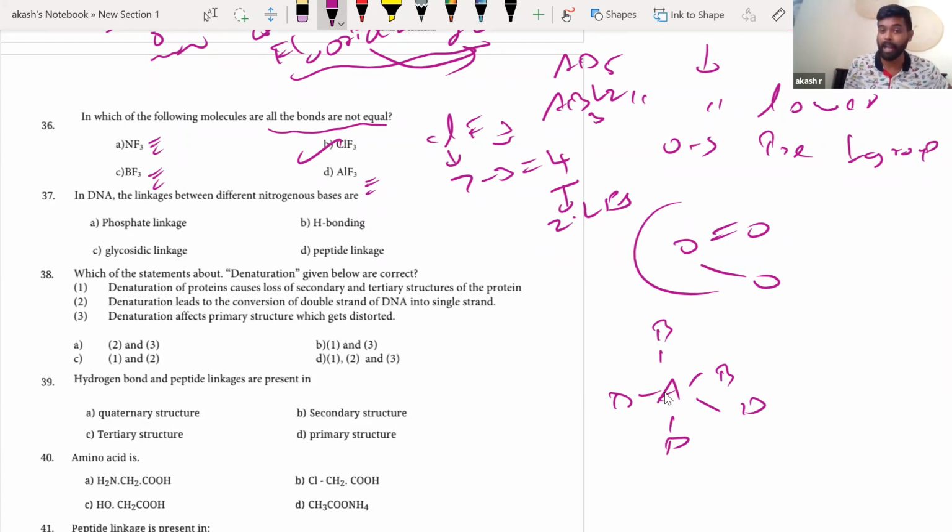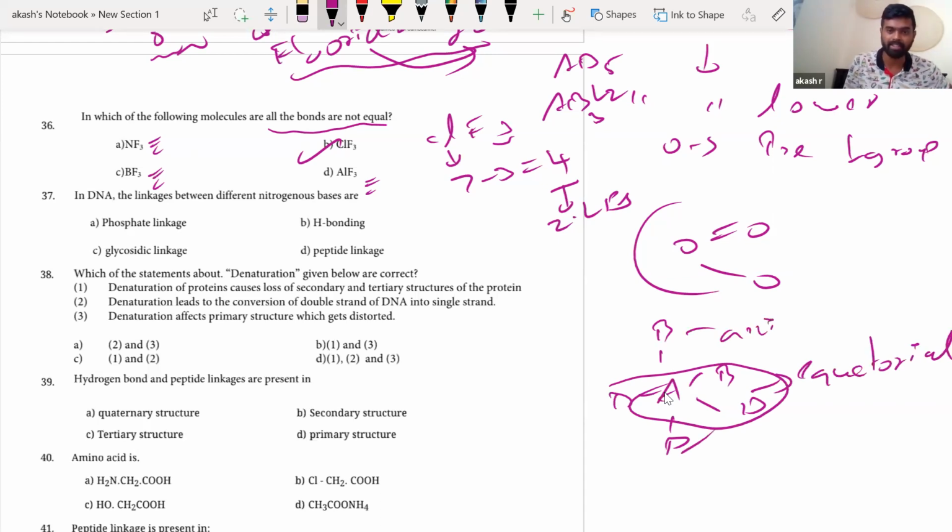And this is my trigonal bipyramidal. Now these 3 bonds are called equatorial bonds, and these 2 are called axial bonds, and these bond lengths are different. So ClF3 will also have the same geometry because it has steric number 5. So definitely axial and equatorial are present, and they will have different bond lengths. So ClF3 is the answer to this question.